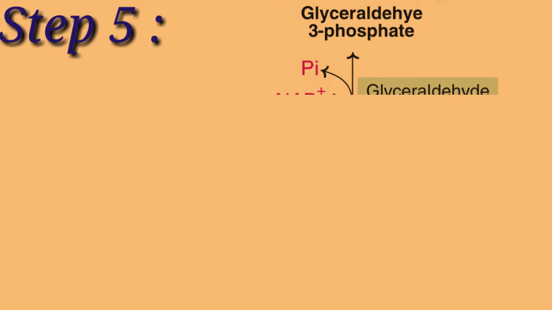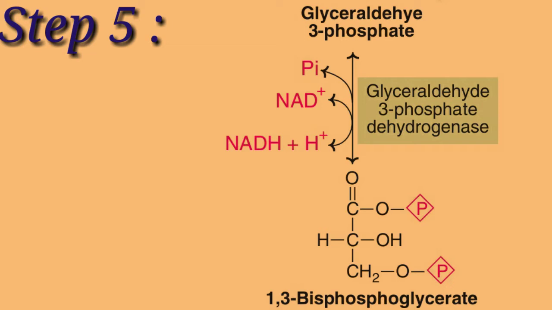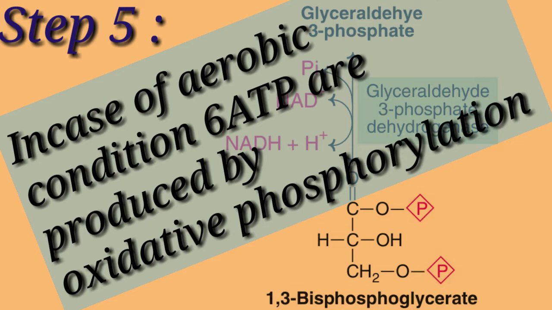Next is the energy generation phase, in which glyceraldehyde 3-phosphate dehydrogenase converts glyceraldehyde 3-phosphate to 1,3-bisphosphoglycerate. This step is important as it is involved in the formation of NADH plus H plus and the high energy compound, that is 1,3-bisphosphoglycerate. In case of aerobic condition, NADH passes through the electron transport chain and 6 ATP are synthesized by oxidative phosphorylation.